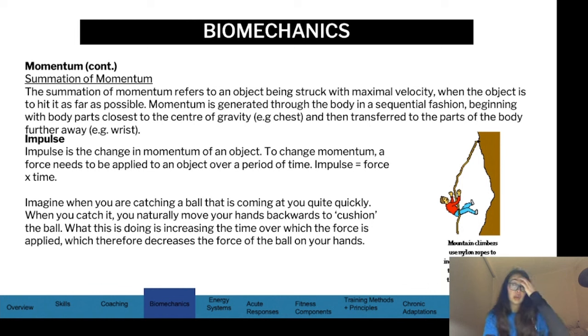The reason that this is important is it can actually reduce injury risk. If the ball hits you very quickly in a short amount of time, all that force is transferred to you very quickly, right? It can be a bit violent, it can hurt you. But if you increase the time over which it's transferred by following back with the ball and having a glove or something like that, this increases the amount of time over which that force is applied, and so it decreases the chance of injury, okay?